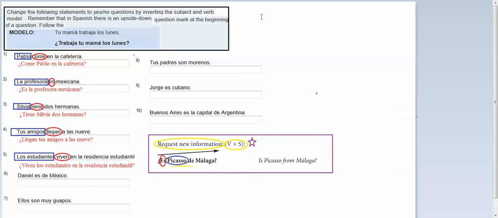So here, Daniel es de Mexico. I'm going to get my verb. My verb is. My subject is Daniel. And then I want to write out my question that requests new information. I'm going to start with my upside down question mark. My verb is, Daniel de Mexico. Right side up question mark. Okay. The next one, I'm going to start with my verb, son. My subject is ellos. Oops.